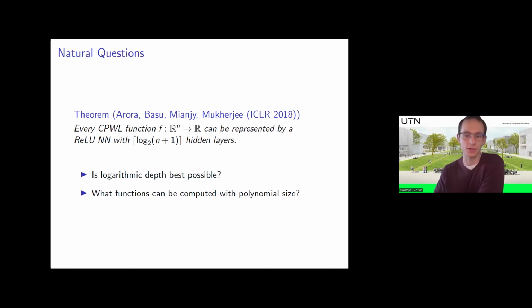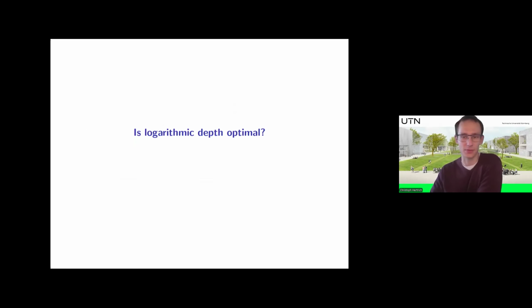And the other question is more about the size of the neural network. If you think in terms of complexity theory, then you always wonder what's possible with polynomial complexities. So in case of neural networks, it would be what's possible with polynomial-size neural networks. Okay, so these are the two questions I would like to talk about. And let's start with the logarithmic depth question.